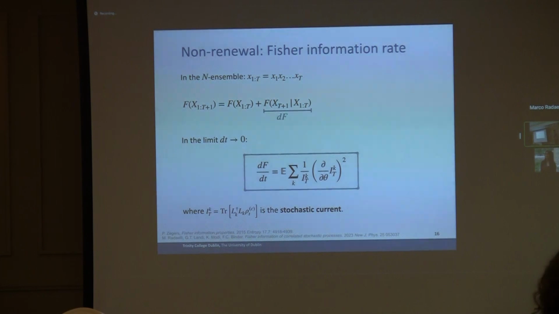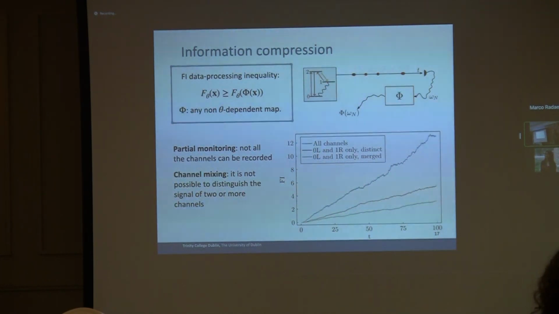Okay, finally, in many experimental situations of interest, we do not have access to the full measurement record. For example, getting back to the initial example of the 3-level maser, usually it's not possible to record photons going from the bus to the system, but it's only possible to record photons going from the system to the bus.